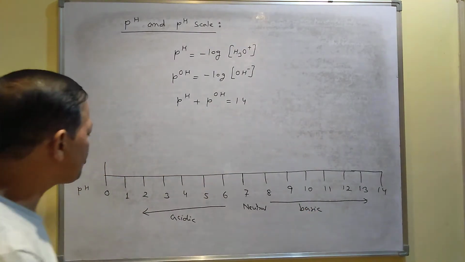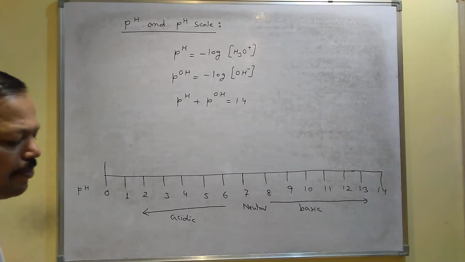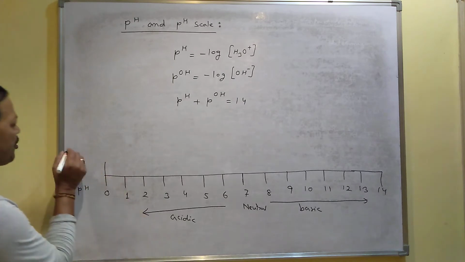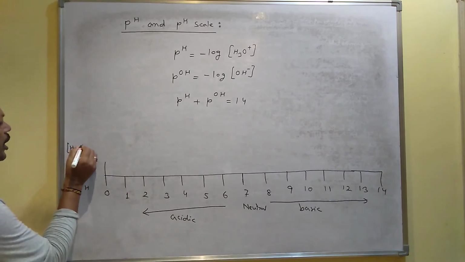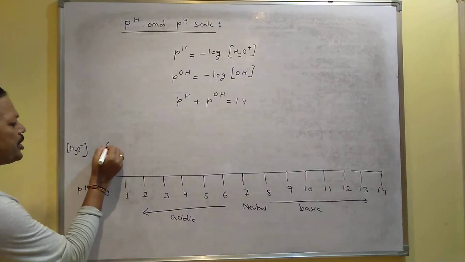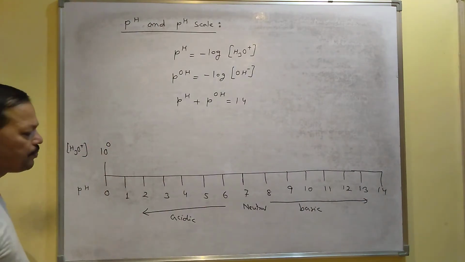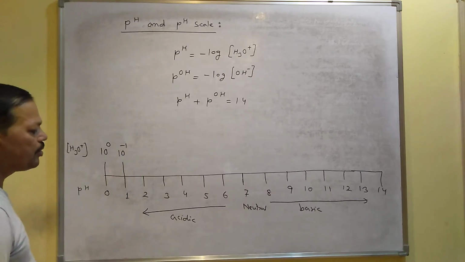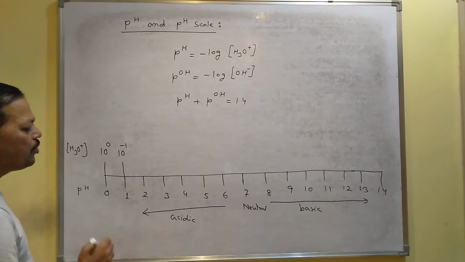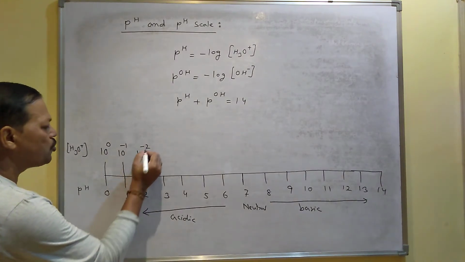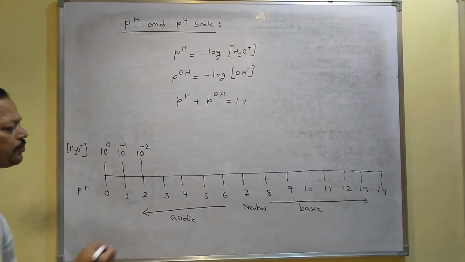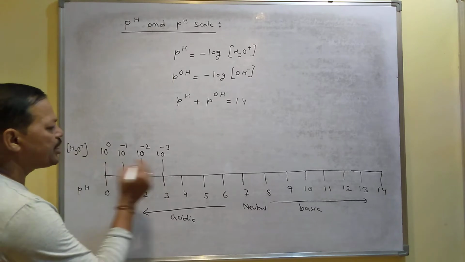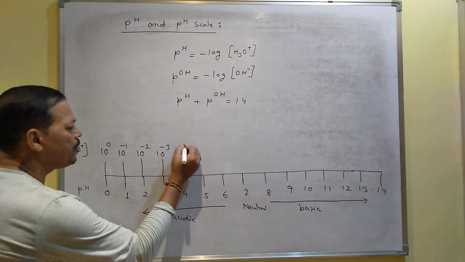This pH value, whether it is 1, 2, 3, 4, 5, 6, 7 or 8, depends on the concentration of hydronium ion. If the concentration of hydronium ion is 10 to the power 0, then you will get pH 0. If the concentration of hydronium ion is 10 to the power minus 1, I mean 0.1 molar, then you will get pH value 1. If it is 10 to the power minus 2, you will get pH value 2. If it is 10 to the power minus 3, you will get pH value 3. If the concentration of hydronium ion is 10 to the power minus 4, you will get 4.